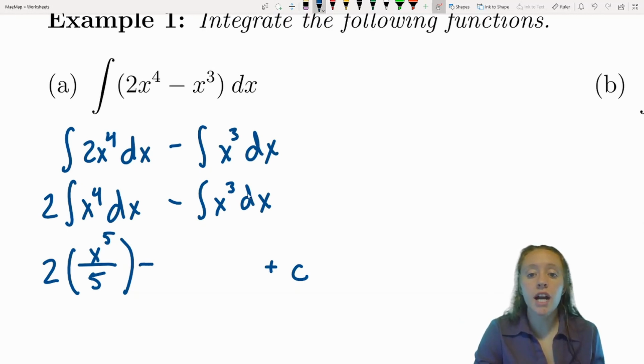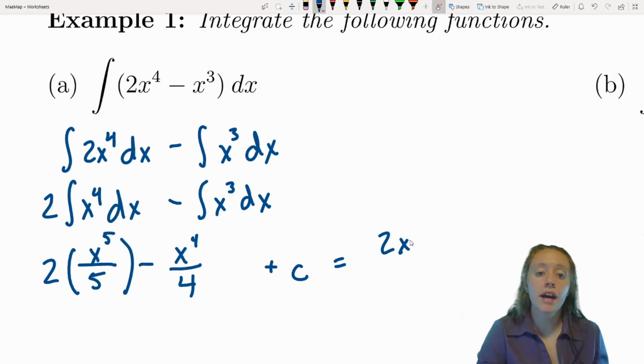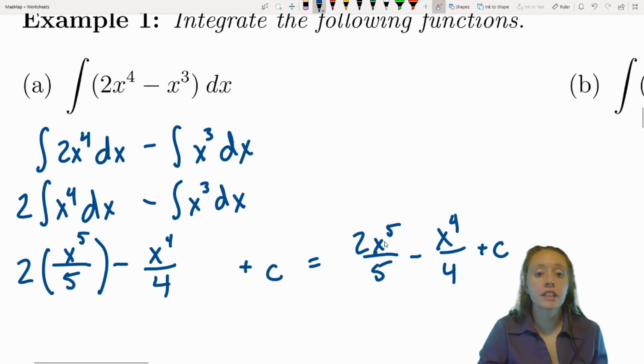Now I'm going to subtract the integral of x cubed, so increasing that exponent by 1, 3 goes to 4, and then dividing by that new exponent of 4. So writing this all together, this will be 2x to the 5th over 5 minus x to the 4th over 4 plus c. Do a quick double check.